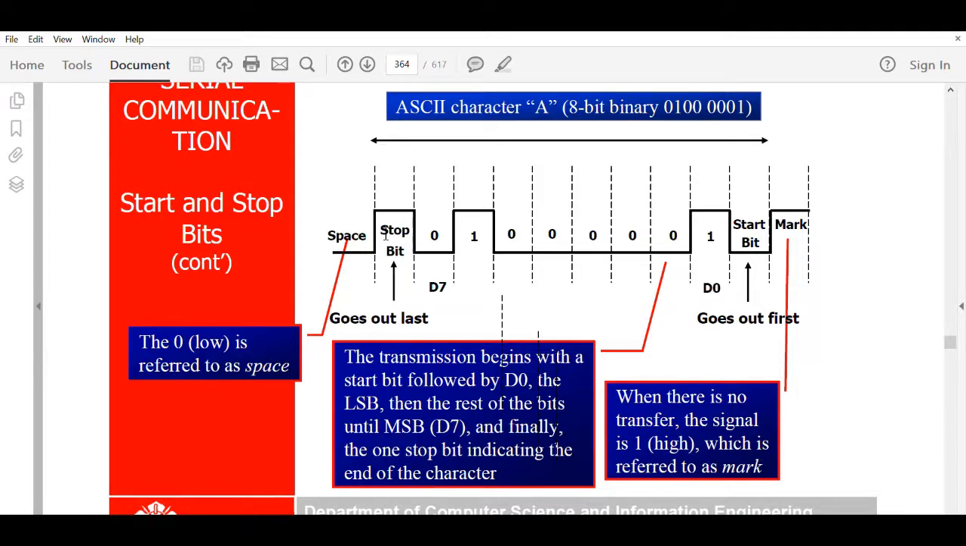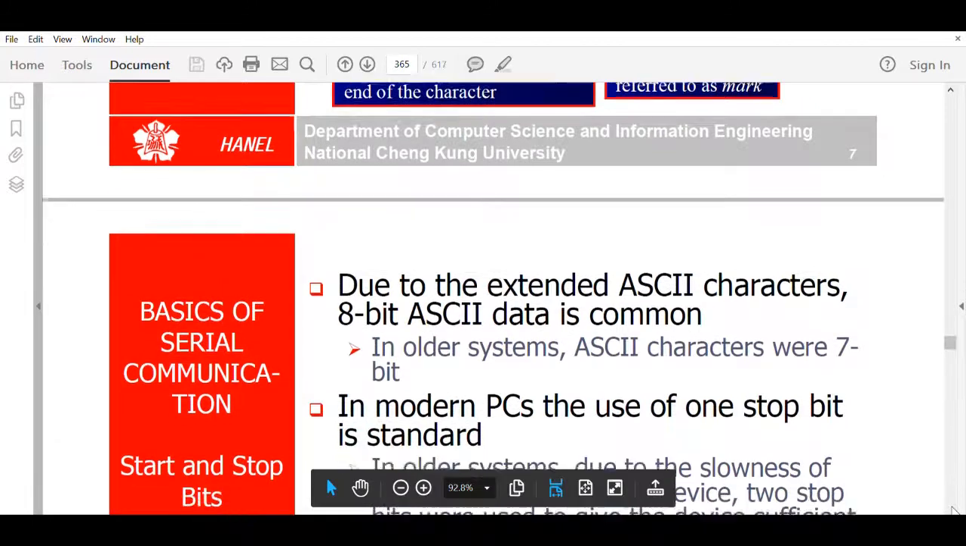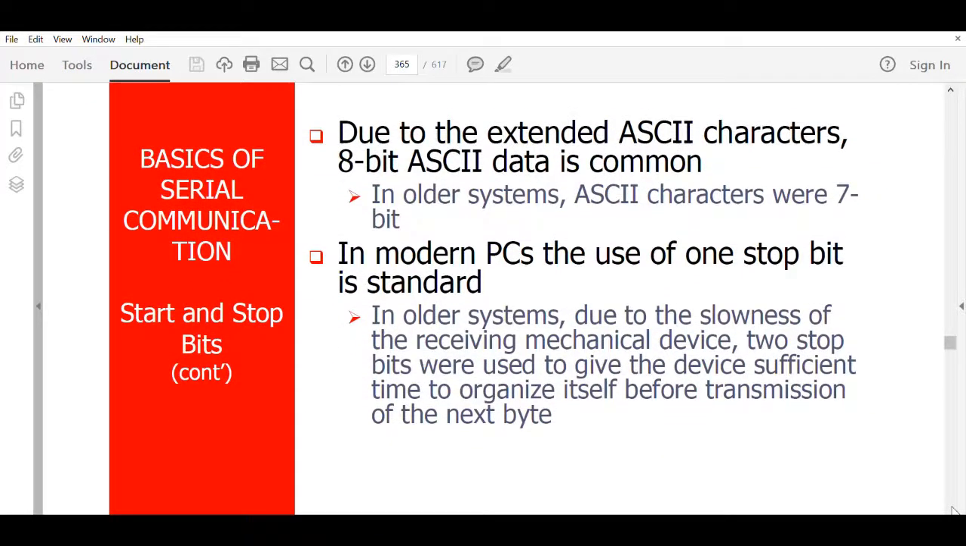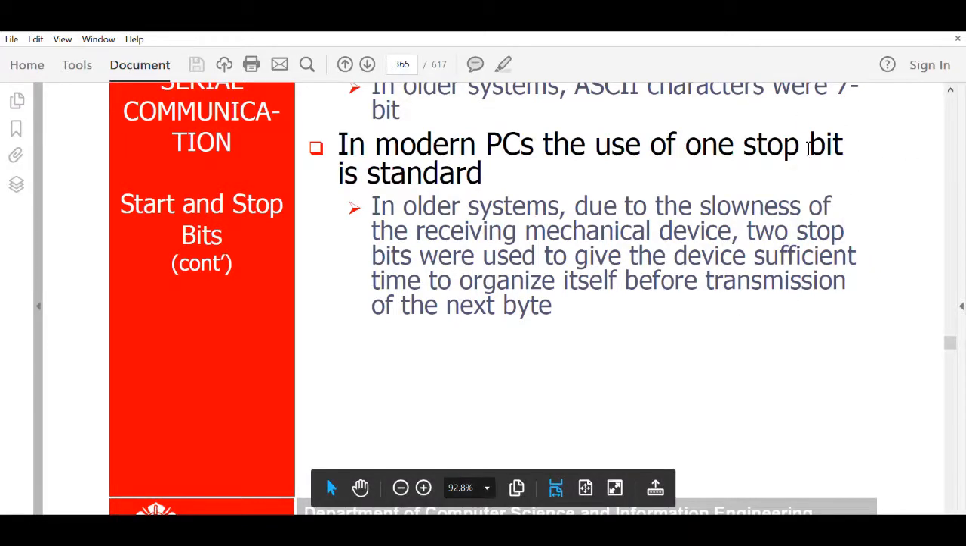The first bit which comes out after the start bit will be D0, then D1, D2, D3 up to D7. After D7, the stop bit. Wherever there is a 0, that's called a space, and when there is no data transfer, that's called a mark, and mark is always a 1. We are dealing with one stop bit in this particular book.